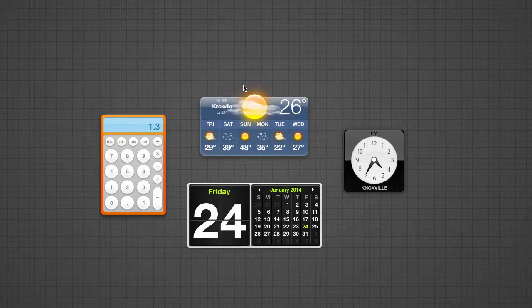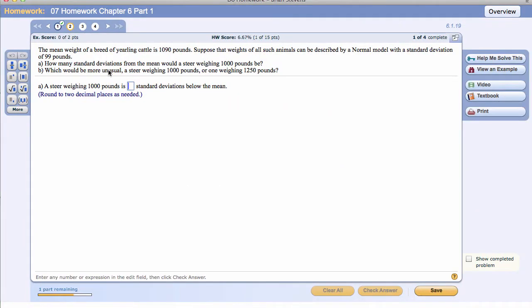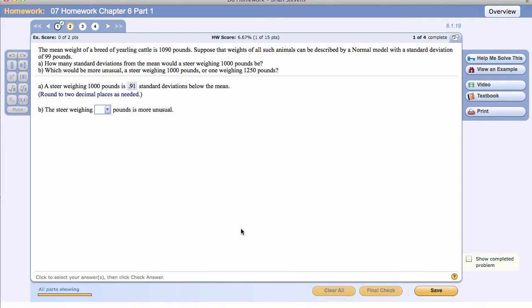With this in mind, we need to put this into terms of standard deviations. 90 divided by 99 is 0.9090 repeating. Now, there's two ways to answer this. You can answer this as a positive or a negative, and mine will round up. An important note here is, this question asks how many standard deviations below the mean it is. If we were to say a z-score here, we would need to put negative 0.91.